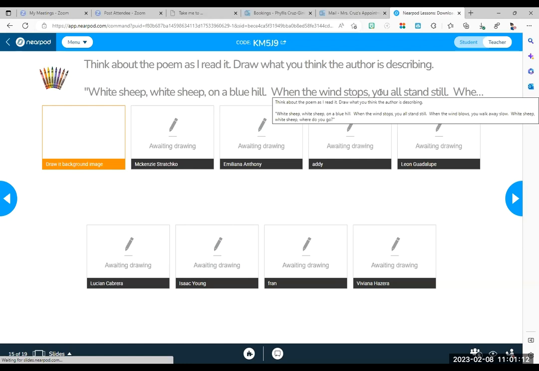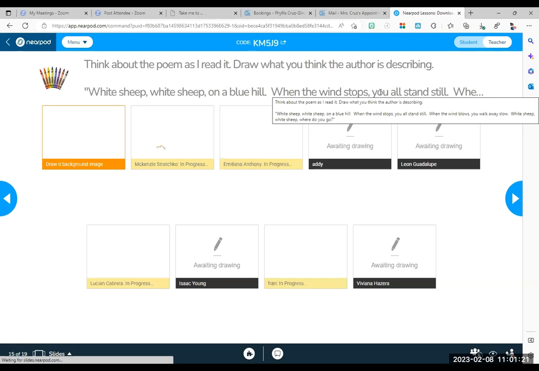White sheep on a blue hill. When the wind stops, you all stand still. When the wind blows, you walk away slow. Ooh, white sheep, where do you go?